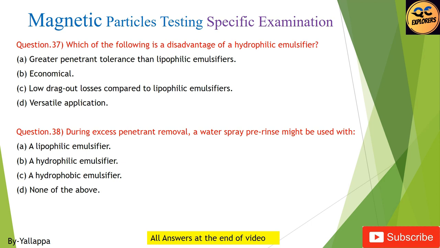Question 37. Which of the following is a disadvantage of a hydrophilic emulsifier? Greater penetrant tolerance than lipophilic emulsifiers, economical, low dragout losses compared to lipophilic emulsifiers, versatile application. Question 38. During excess penetrant removal, a water spray pressure might be used with a lipophilic emulsifier, a hydrophilic emulsifier, a hydrophobic emulsifier, none of the above.